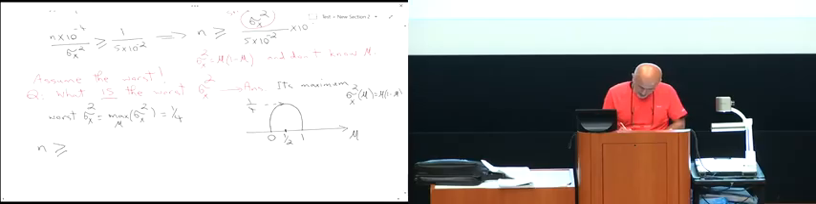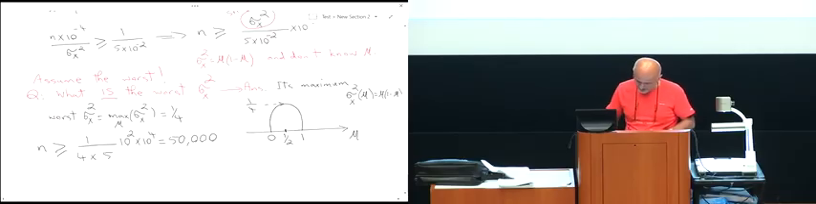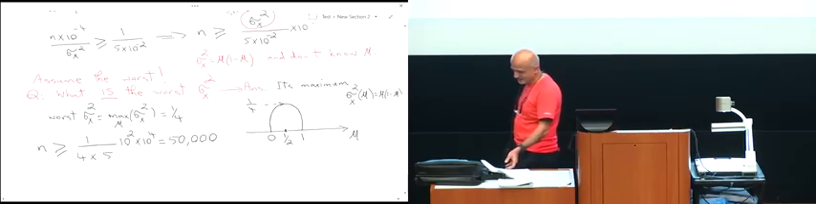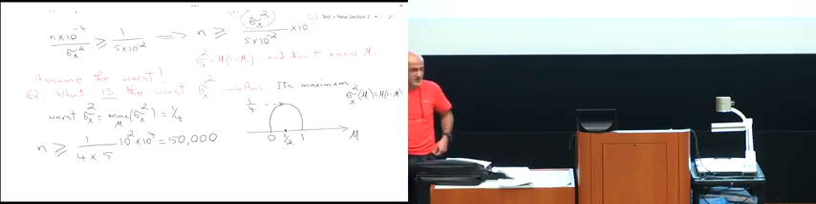We're making progress here. So n is greater than or equal to 1/4 times 5, 10 to the 2 times 10 to the 4. Can somebody give me that number? What does that work out to? 50,000. Did I blow your ears away? Good. I want to make sure everybody's awake.